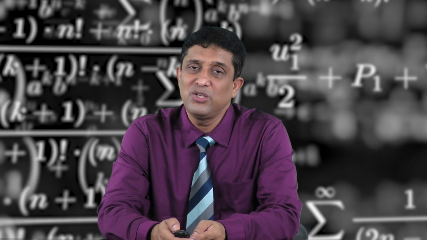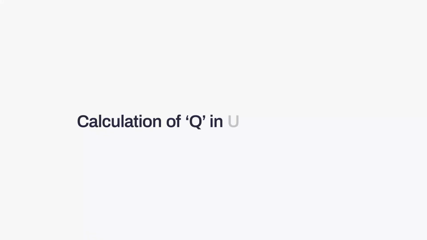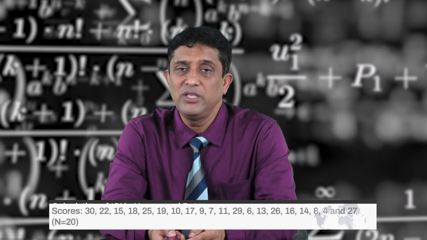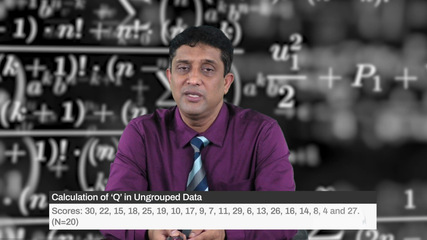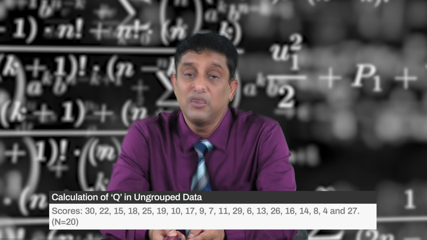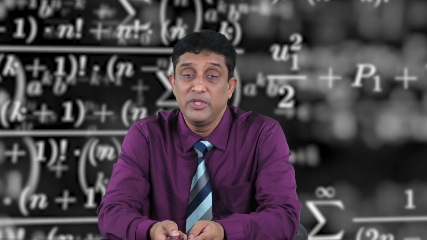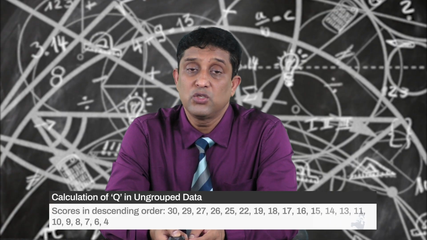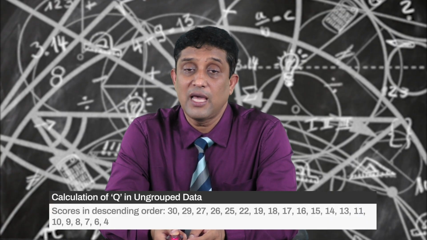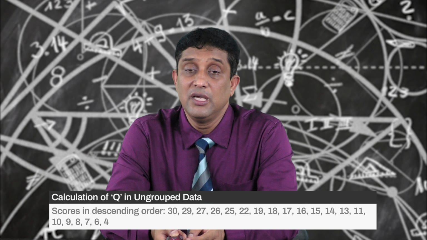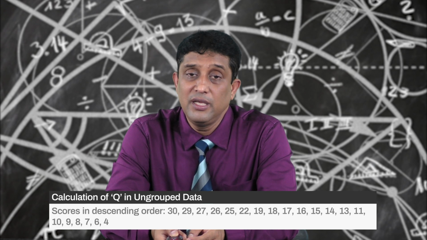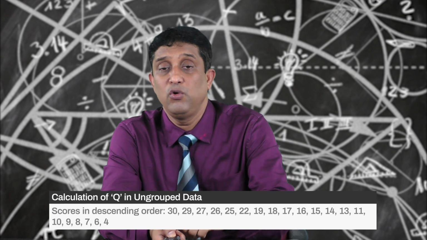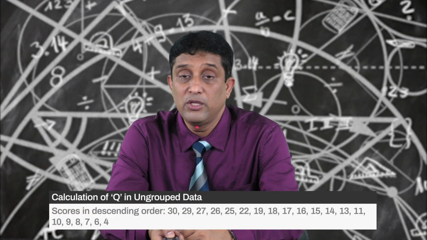So friends, now let us go forward to understand how to calculate quartile deviation in ungrouped data. Here you see a total of 20 scores, individual scores are given: 30, 22, 15, 18 accordingly. 20 individual scores are there, and there is no repetition of the scores. In the first step, you see the scores are arranged in descending order. That means the highest score is 30, it will come first, and the lowest score is 4, it will come at the bottom.